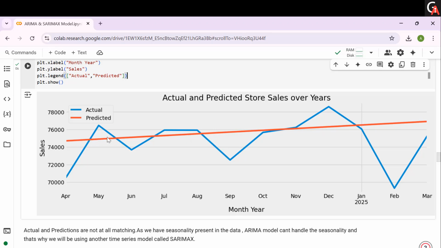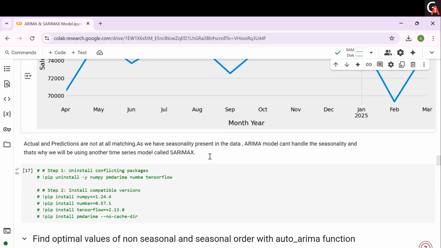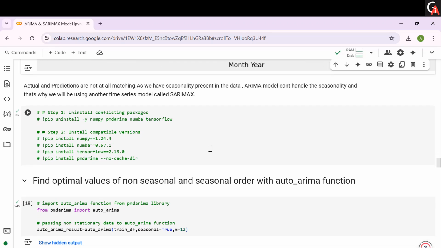It has understood the trend, that is, the upward trend is present, but it has not captured the seasonality. The ARIMA model cannot handle the seasonality, and that's why we are using the SARIMAX model. So what we'll do is first use this auto ARIMA function. The auto ARIMA function will help us find the best possible values of the non-seasonal and the seasonal order.